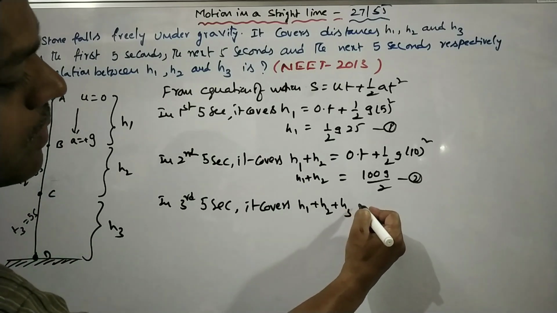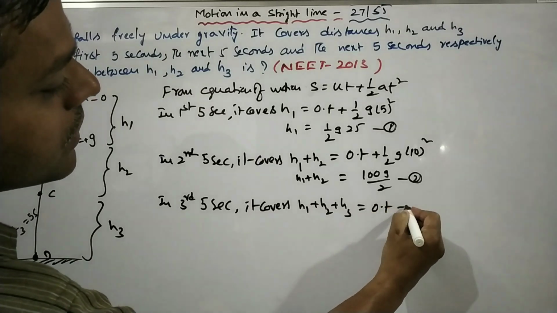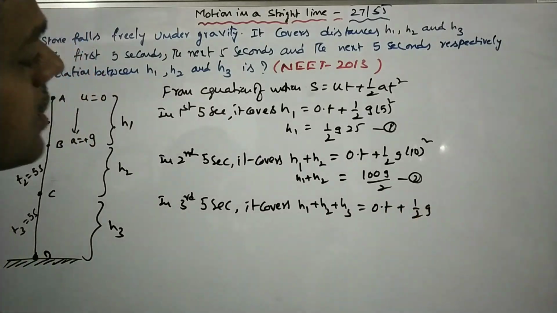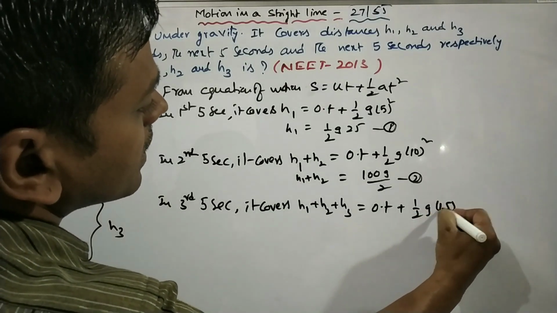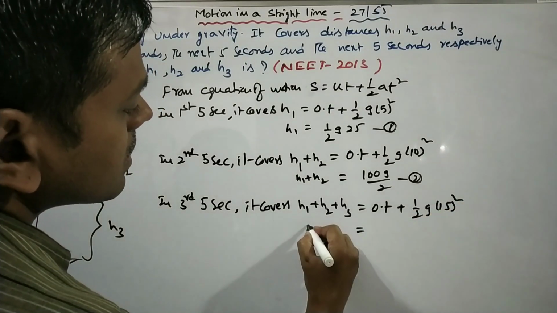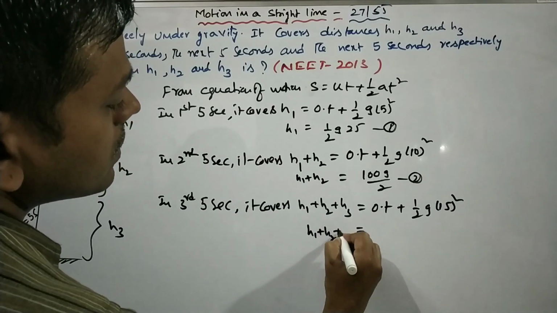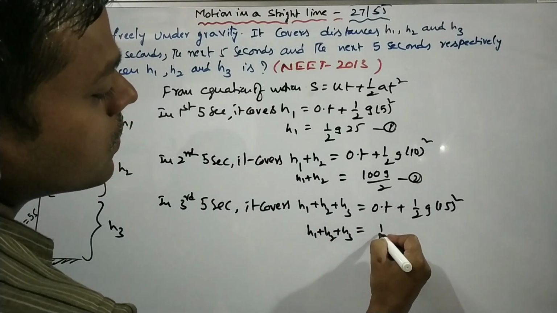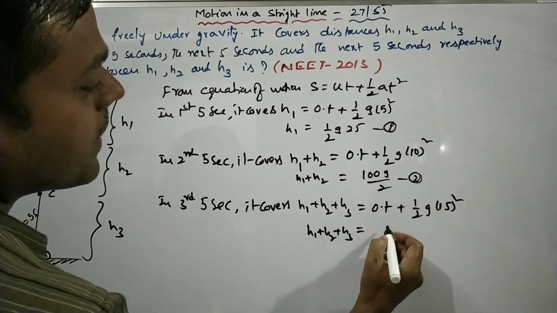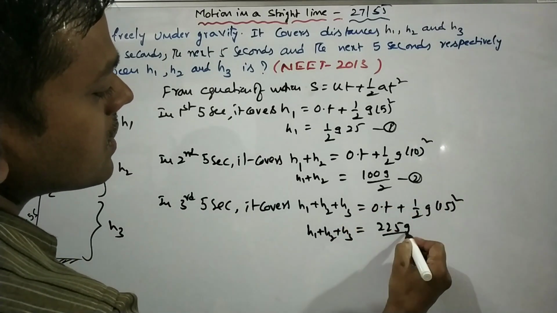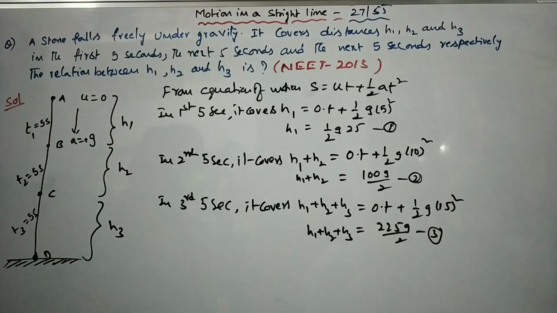So h1 plus h2 plus h3 is equal to 0 into t plus half into g into the total time taken from A to D, that means 15 square, isn't it? That implies h1 plus h2 plus h3 is equal to 1 by 2 into 225 g, that is 225 g by 2. This is equation 3.